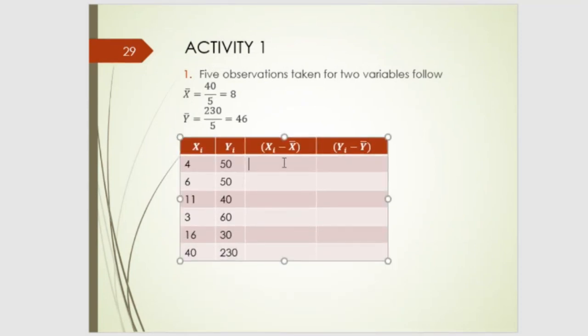All right. So we say 4 - 8. Let me do it this way. You'll be able to see. You say 4 - 8 is then a negative 4. Yes. I want to quickly copy this for the sake of time.